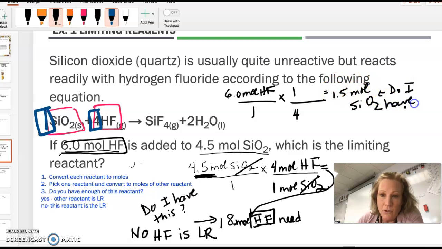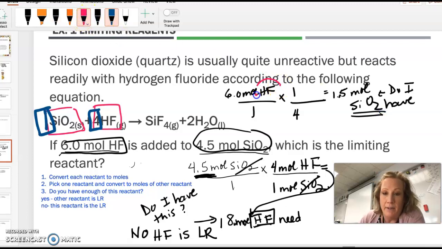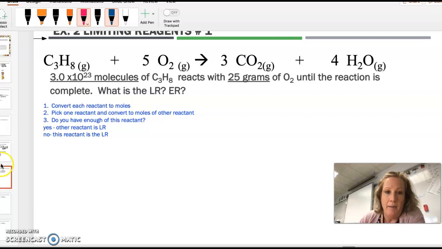Do I have this much? Can I react all of this? And the answer is yes, I have plenty. So because I have plenty of this, it means I'm going to run out of this one. I know this is weird, but you're going to practice it a lot. So in fact, let's do another problem.